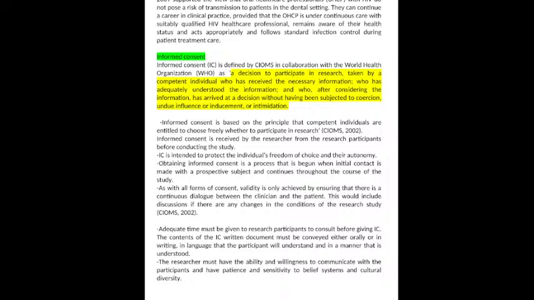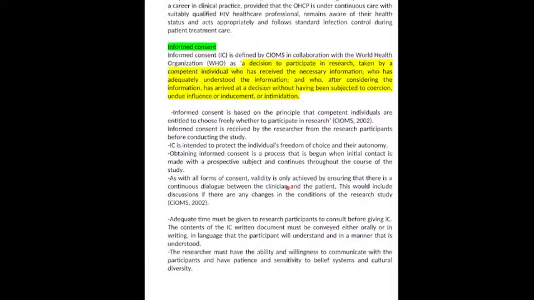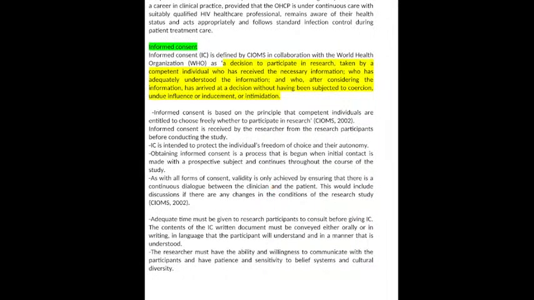Individuals need to continue being informed about any changes. You know, researchers can be tricky. They can change the study along the way. If that happens, the participants should be informed of any changes, and they still have the opportunity to decide whether to continue with the study or not. So in this case, willingness of the individuals is very important. Coercion should not happen. And when we talk about informed consent, adequate time must be given to research participants to consult before giving their informed consent.